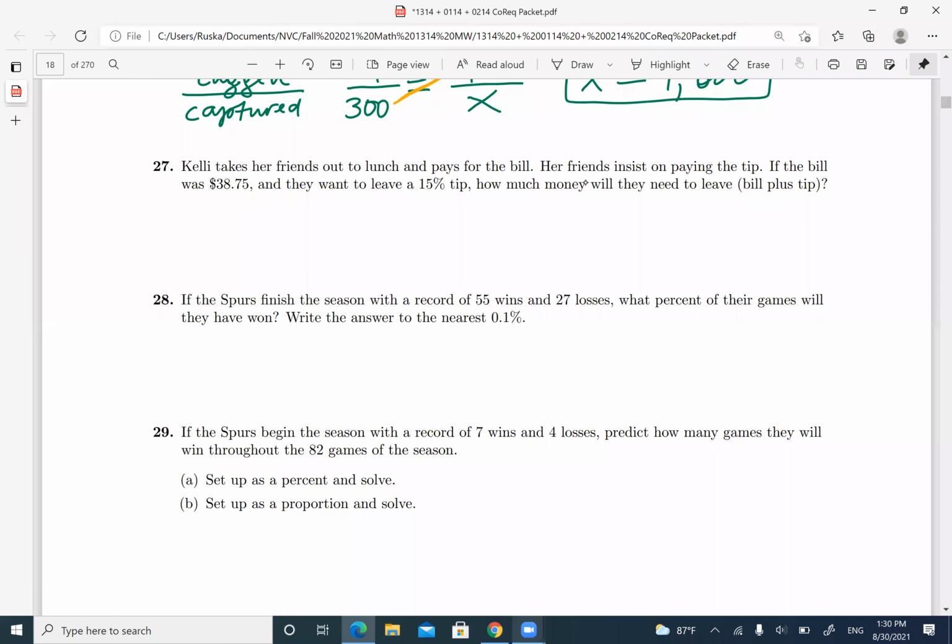Okay, 27. 27 is Kelly takes her friends out to lunch and pays for the bill. Her friends insist on paying the tip. If the bill was 38.75, if they want to leave a 15% tip, how much money do they need to leave for the tip? So how are they going to do that? Would you do 38.75 times 0.15 for that 15%?